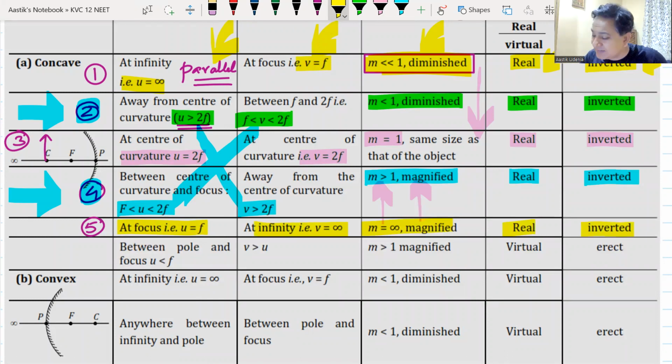Now, do you see some similarity between this one and this one? 1 and 5, 5 and 1. Yes, sir. Similarity or relation or whatever you call it. What relation can you infer? They are sort of opposite of each other. In point number 1, object is at infinity, so image is at the focus. Point number 5, object is at the focus and therefore image is at infinity. And you can also see their magnifications are reversed. In case number 1, magnification was literally 0. Now the magnification is literally infinite.